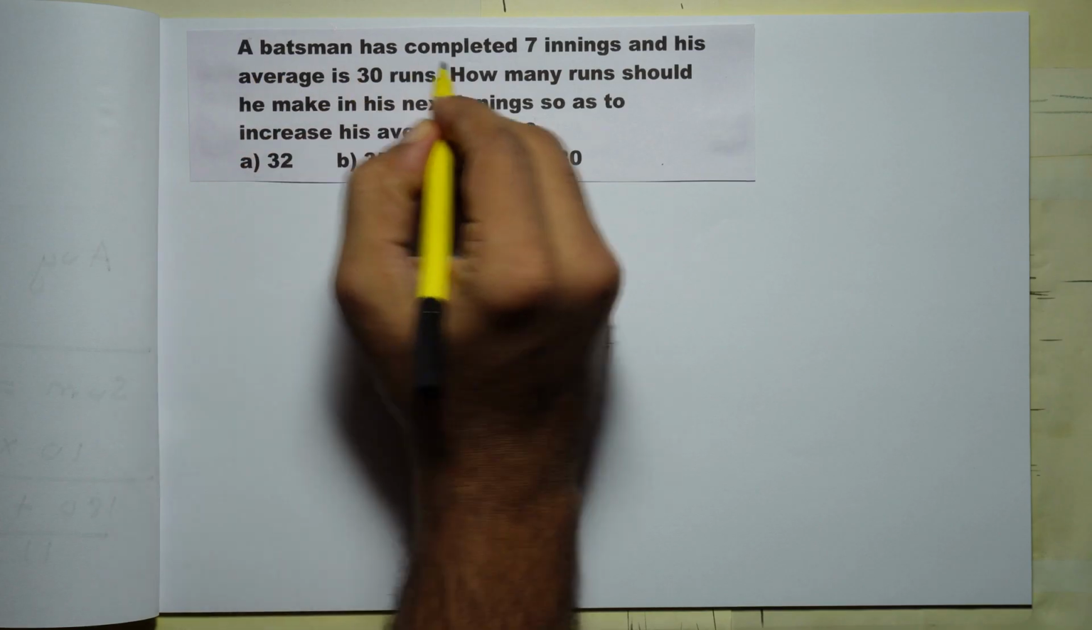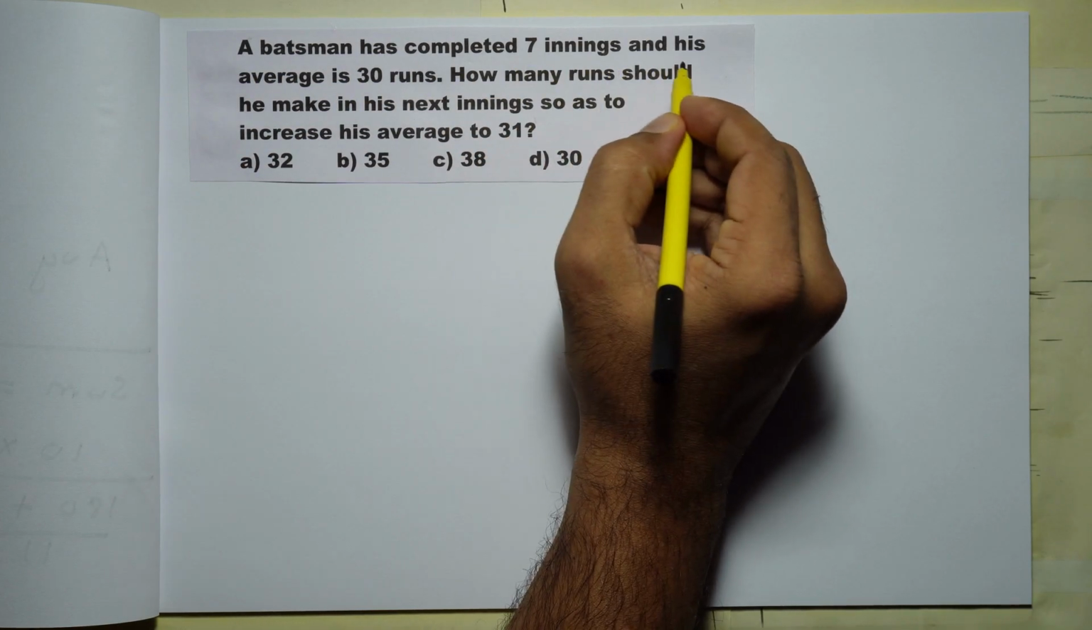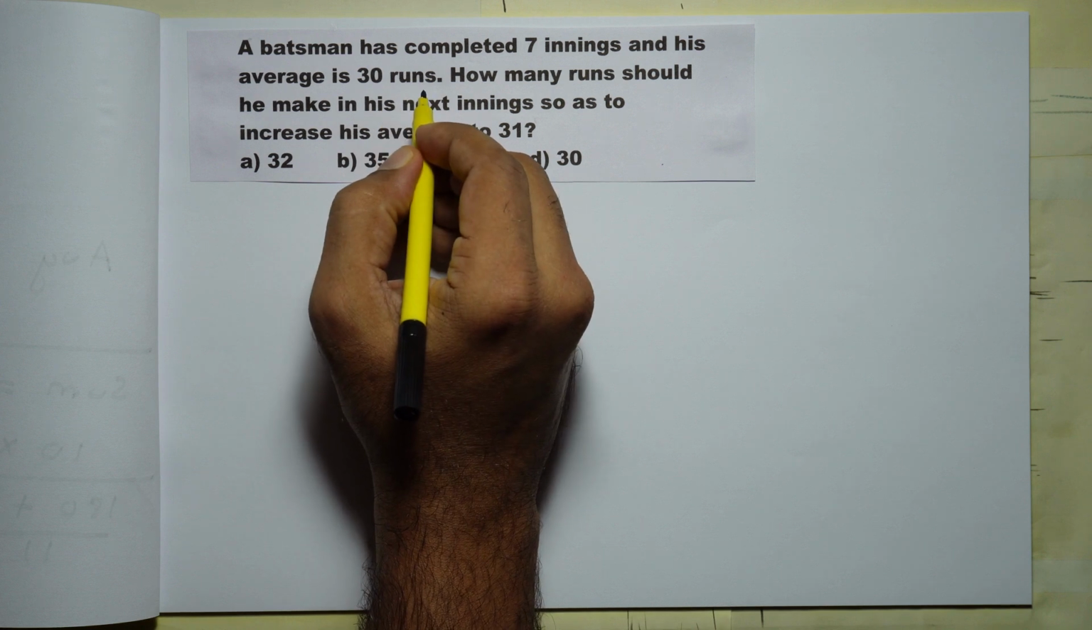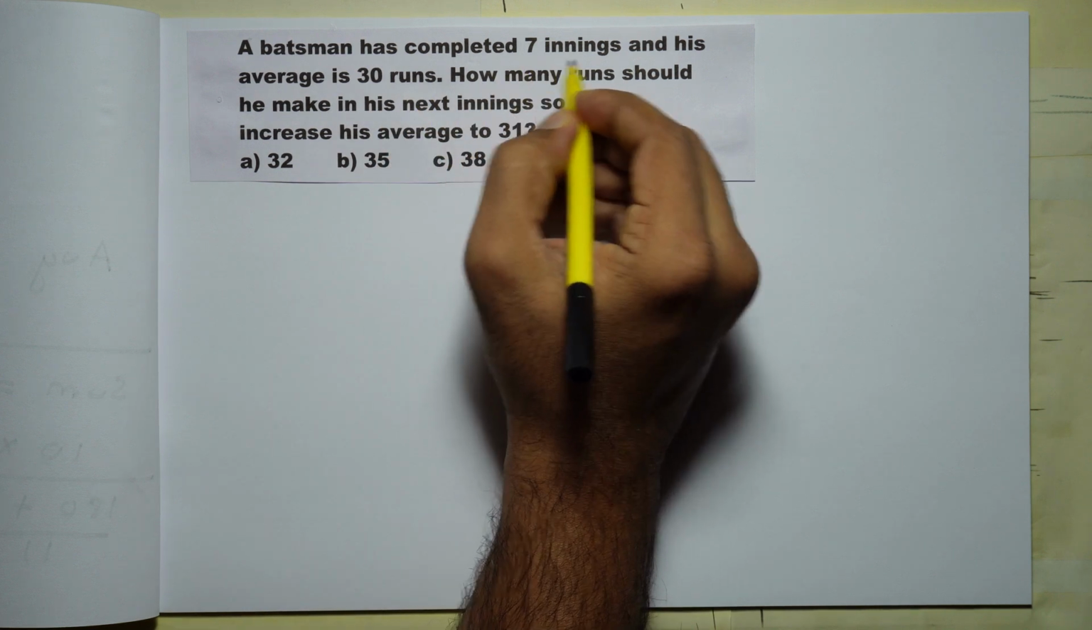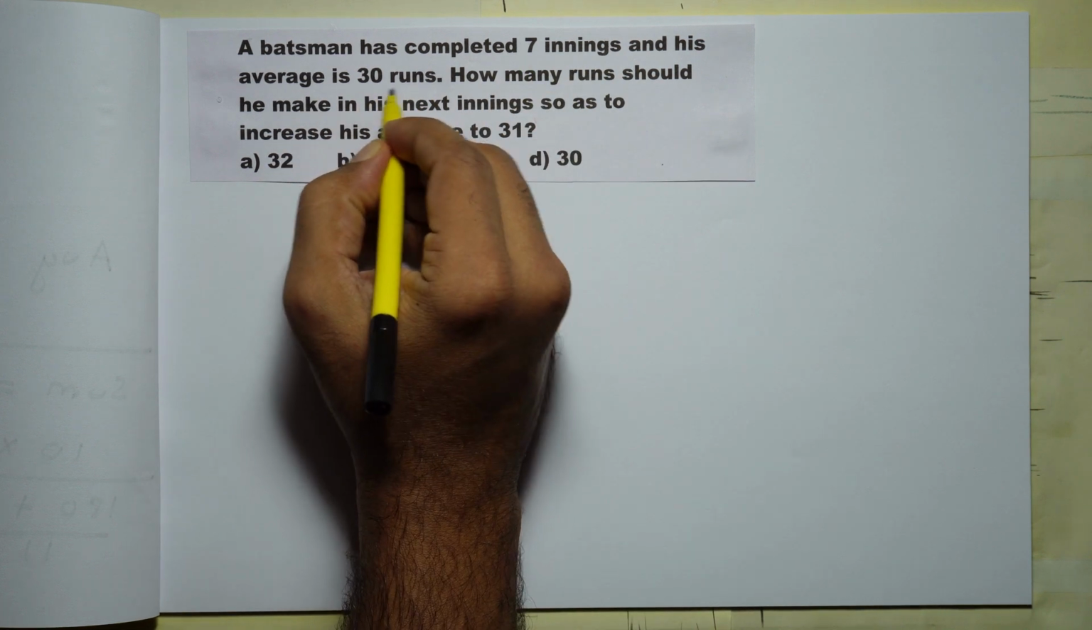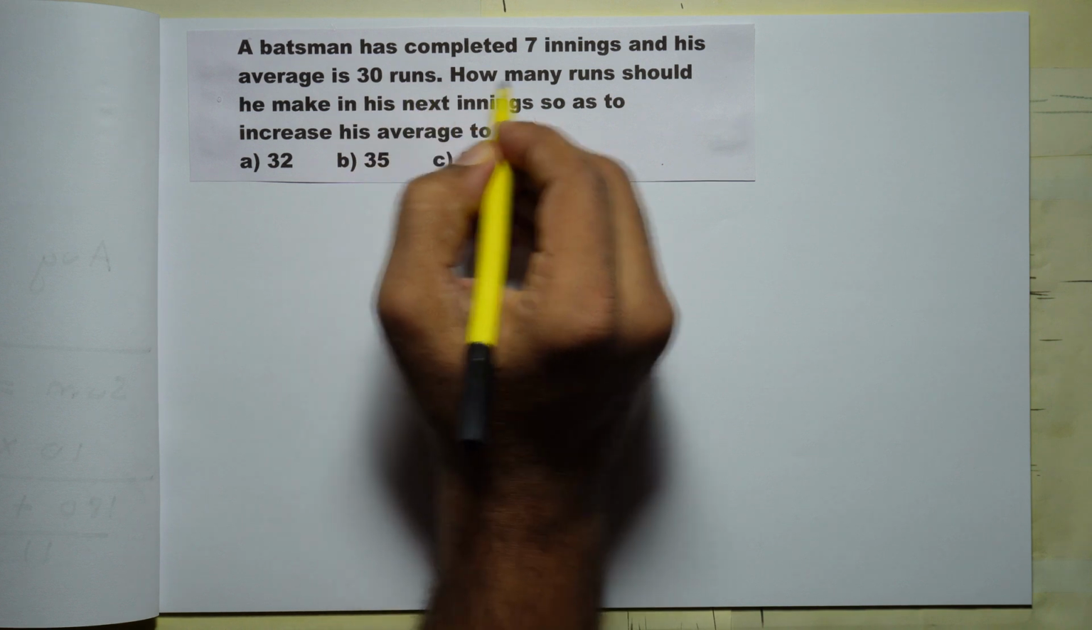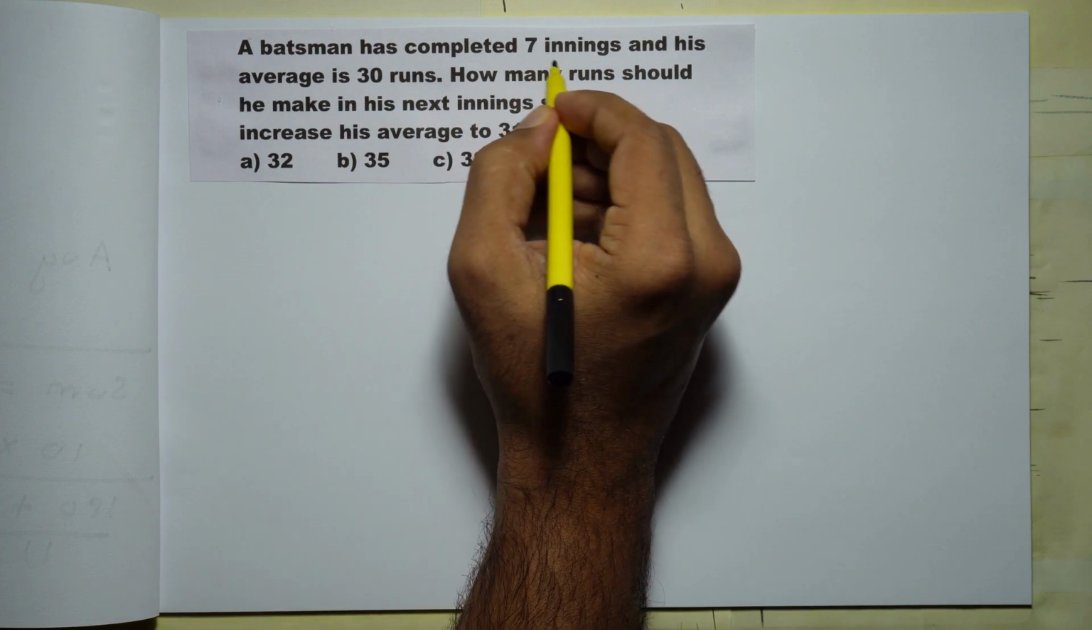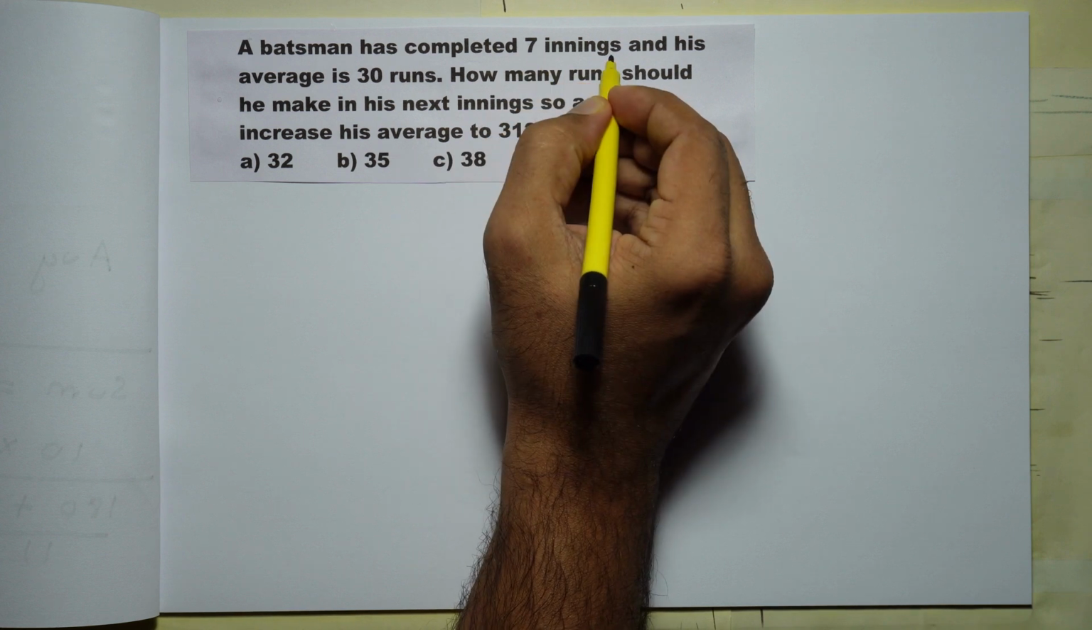A batsman has completed 7 innings and his average is 30. So initially he has played 7 innings and his average is 30 runs. So first of all we'll find out the total runs that he made in the first 7 innings.